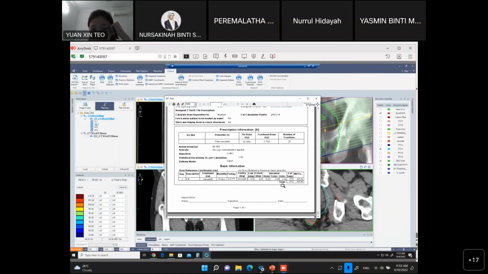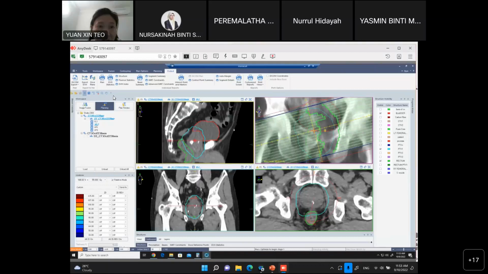So for this plan, there will be 273 segments. Combine all these will give you a good Fluence map with a dose distribution where 55 gray. Okay, from here I can show you control point summary.